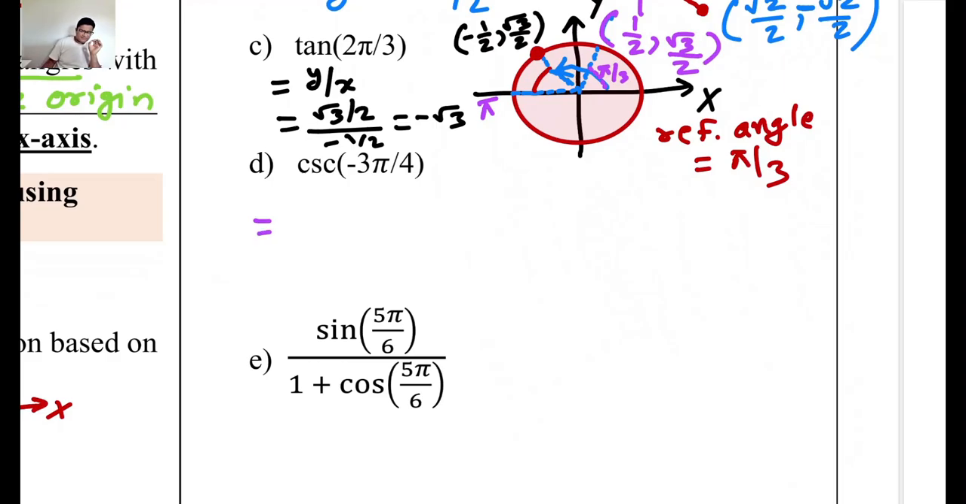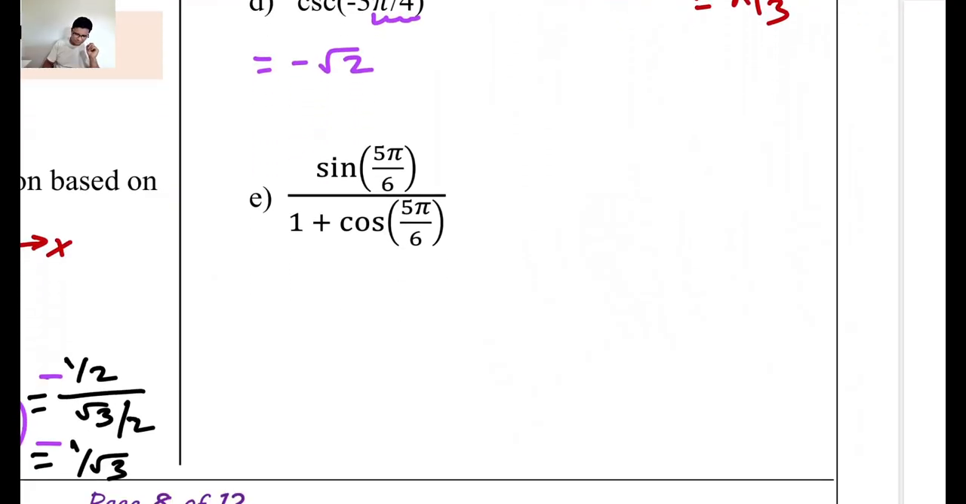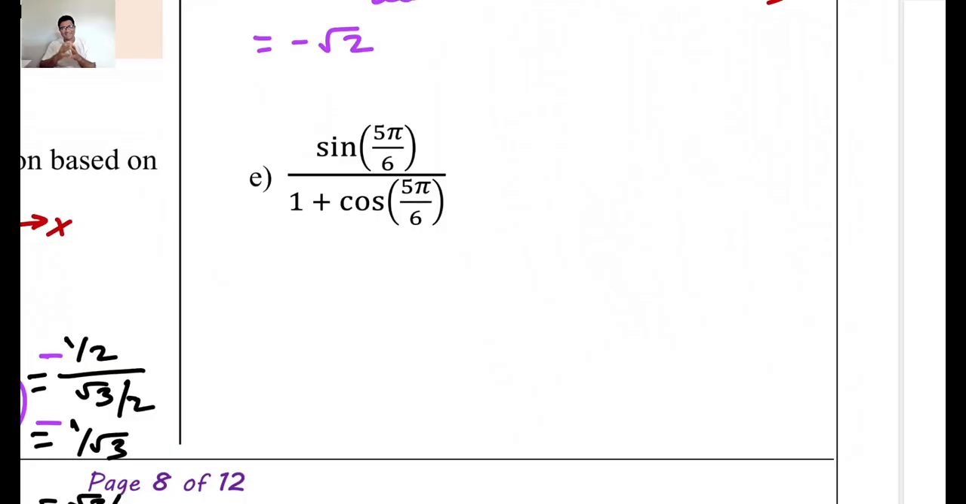For sec negative 3 pi over 4. Pi over 4, 2 pi over 4 will be 270 degrees. Negative 3 pi over 4 will bring you to the third quadrant, where the coordinates are negative root 2 over 2, negative root 2 over 2, because your reference angle is pi over 4 but you are in the third quadrant. And cosec is the reciprocal of sine, so that will be negative root 2. Mental work. Okay. You do the physical work. Next.